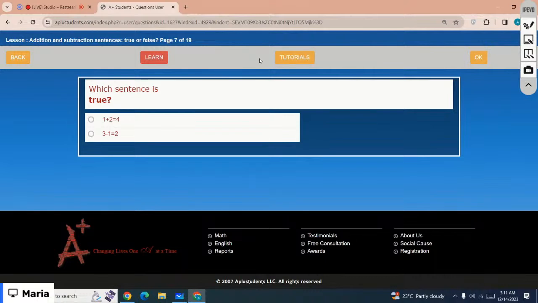The correct option is 3 minus 1 equals 2. Option 2 is the correct option.